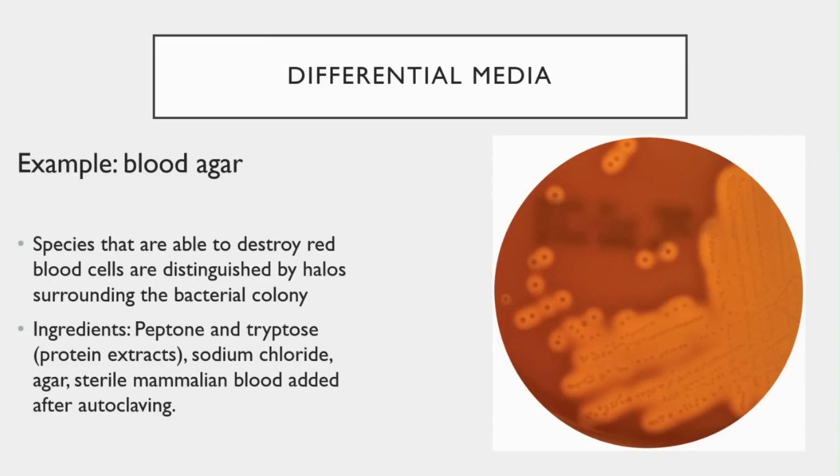Blood agar is an example of differential media. This media is actually made with blood, which is one of the components. So you can decide if it is a complex media or chemically defined media.